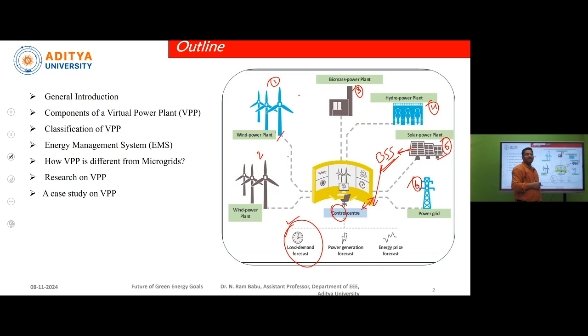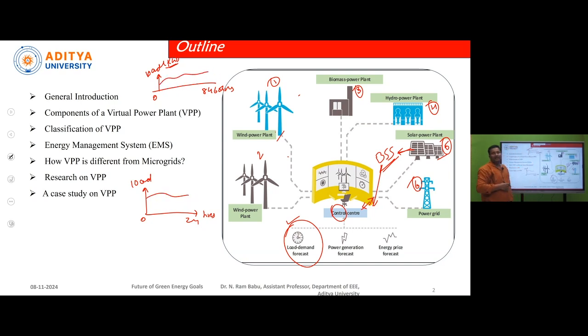So in load forecasting, we will be forecasting energy for a day. That means we can take energy from 0 to 24 hours. Okay, and on the x-axis it is time. So that means we can forecast energy from 0 to 24 hours. Or else, in some of the research articles, they have done it for a year. That means 0 to 8460 hours. And on the y-axis, it is load in kilowatt or megawatt. Okay.